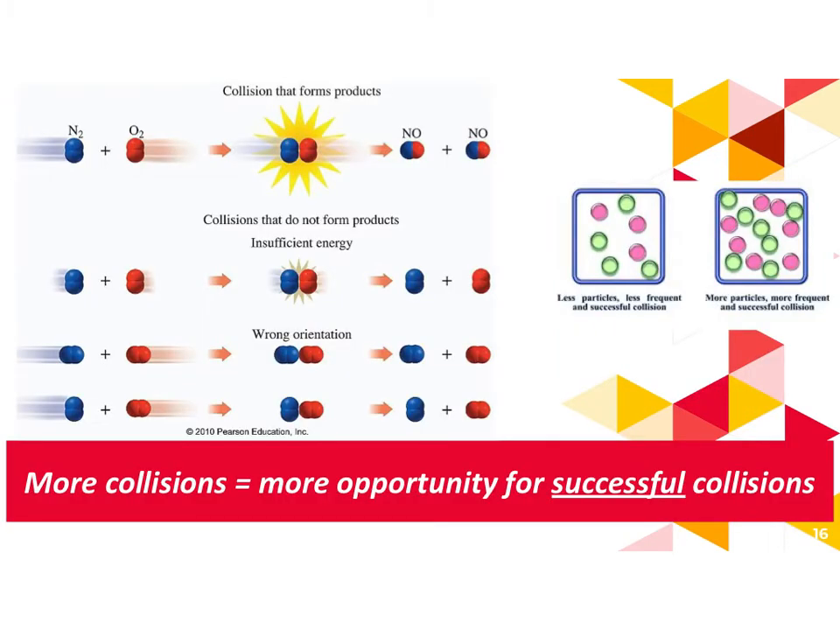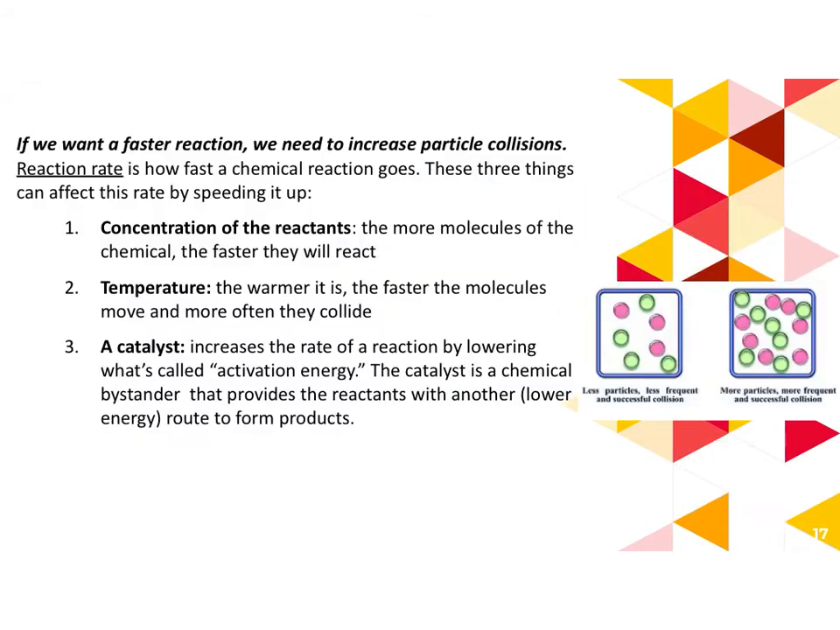So more collisions mean more opportunity for successful collisions. If we want to increase the rate of a reaction, if we want a reaction to go faster or to go at all, we want to do things that are going to increase the number of successful collisions that are going to form a product. The molecules need to hit each other in the right way, and they need to hit each other with enough energy to actually cause products to form. That's the goal. We reach that goal by 3 different mechanisms.